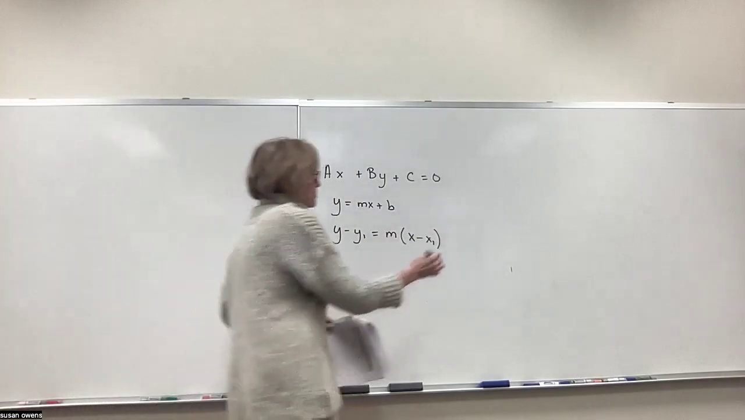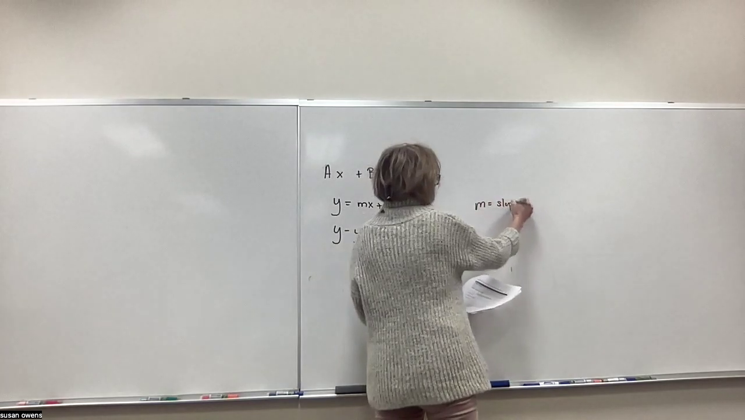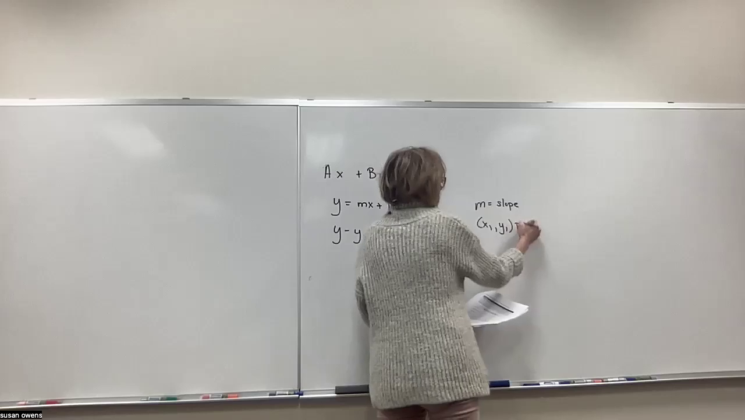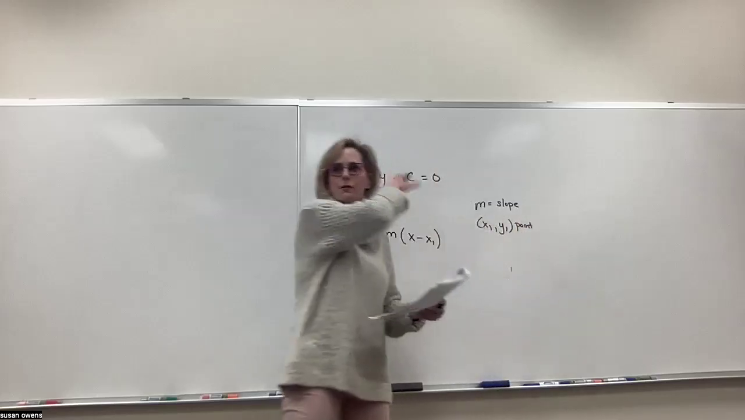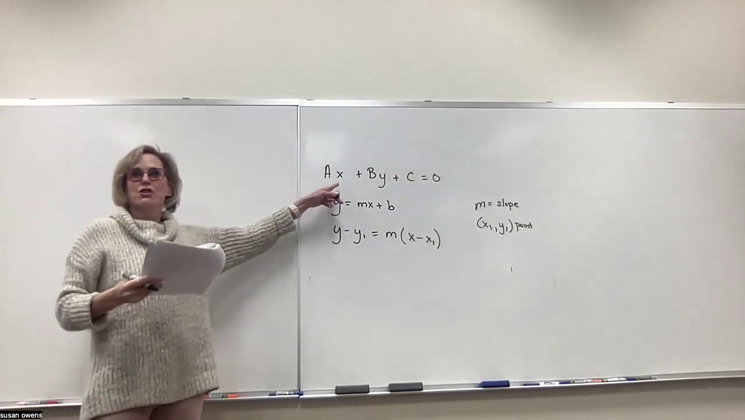Okay, so m is your slope. And then there's some point x1, y1. That's just a point, okay? And that's what those things stand for. This one, notice, doesn't give us much information at all.